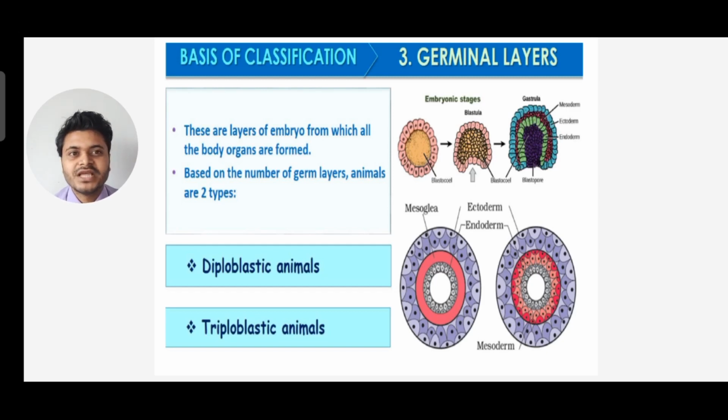Diploblastic organisms have two layers, ectoderm and endoderm. And triploblastic animals have three layers: ectoderm, mesoderm and endoderm. You can see the figures given below. Under two germinal layers, you have ectoderm and endoderm. Under three germinal layers, you have ectoderm, mesoderm and endoderm.